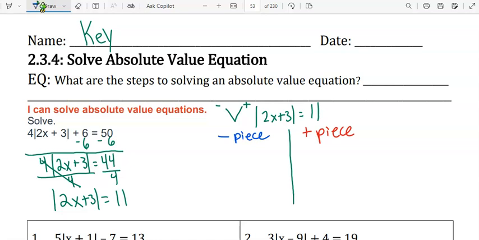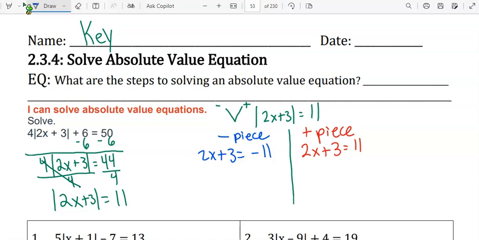So for the negative piece, we have 2x plus 3 equals negative 11. And then for the positive piece, we have 2x plus 3 equals positive 11. Now notice for the negative piece, I only changed one side of the equation, not both. So this is still going to be a plus 3 right here. On the positive piece, the only thing that was done is that the absolute value bars are taken off. Everything else is copied down.